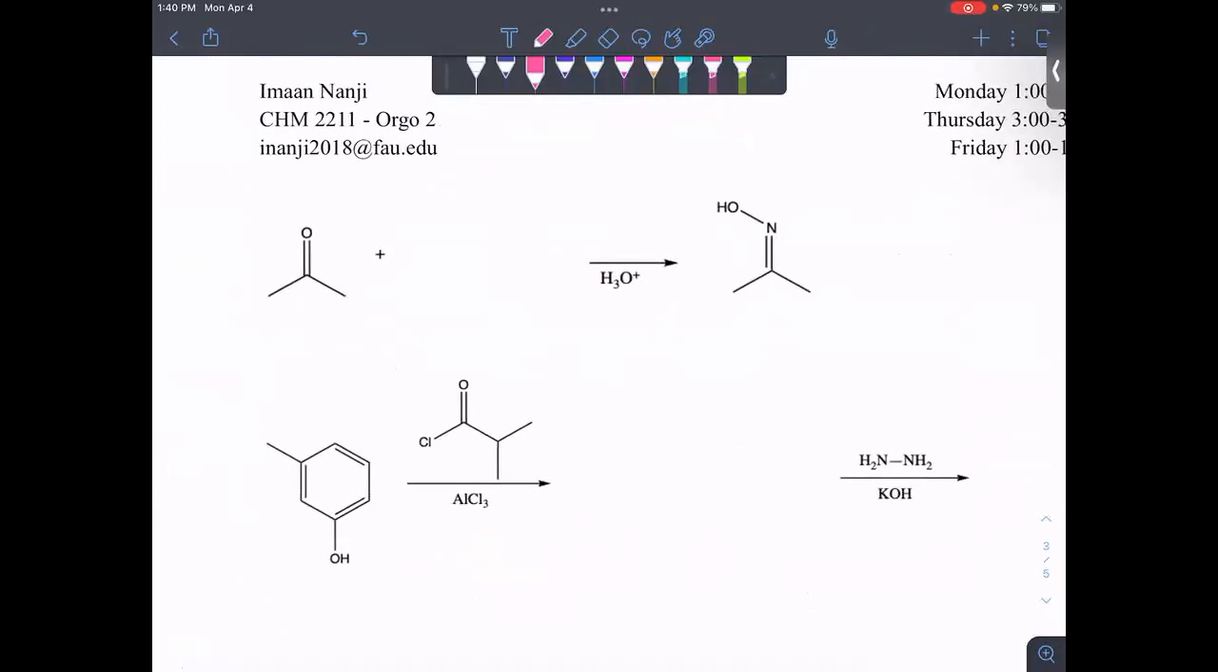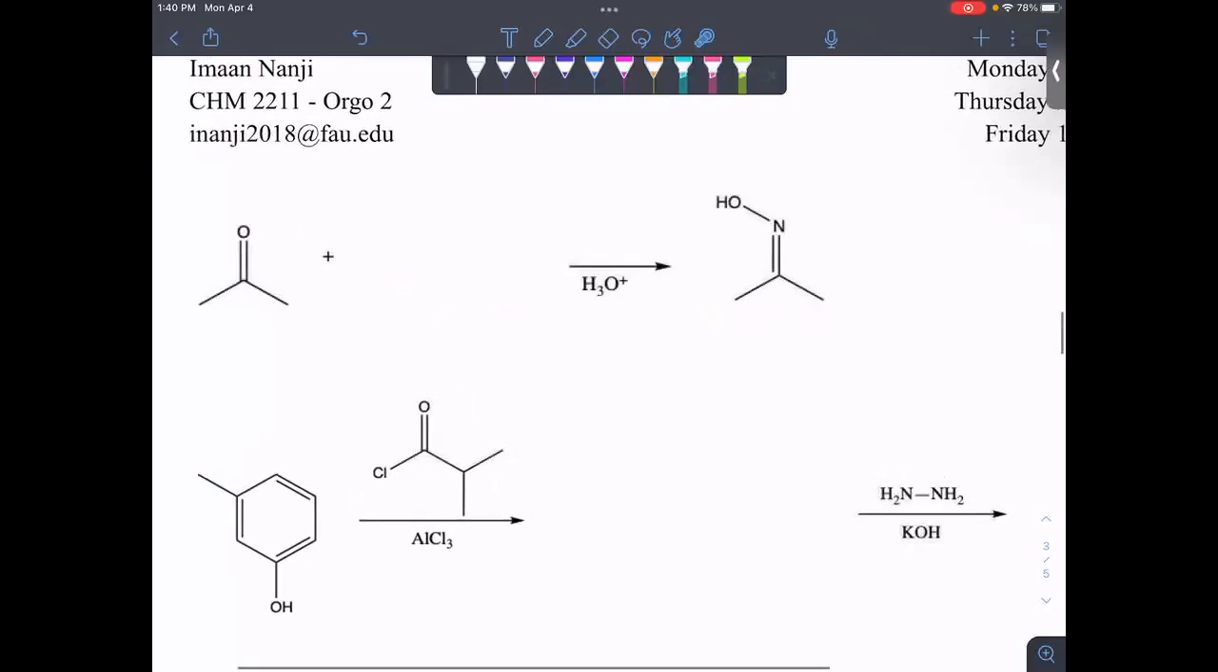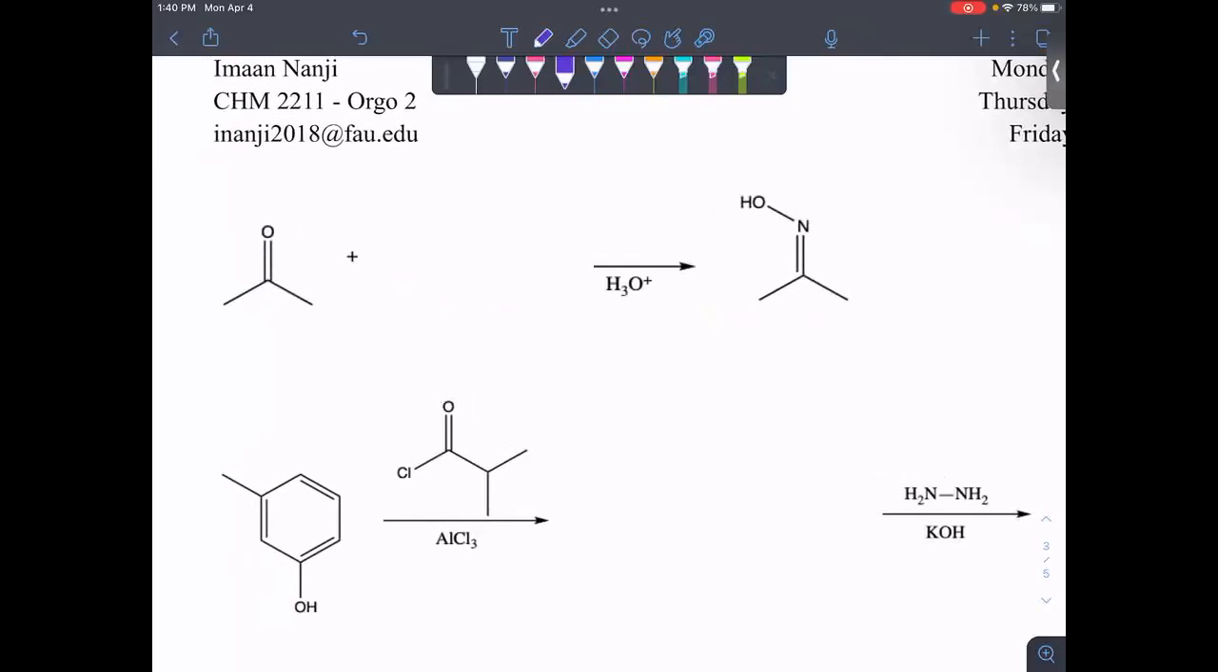All right, so next, ketone plus what? And then you have an acid catalyst, and then you get this final product. So what's missing over here? An amide? Yeah, some kind of amino.